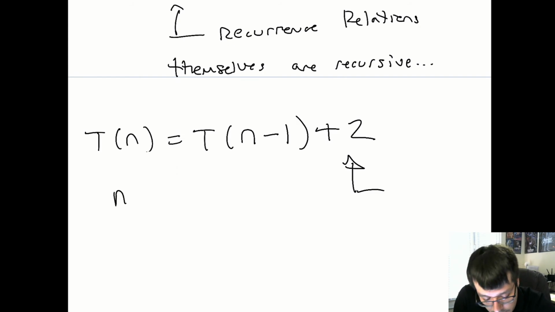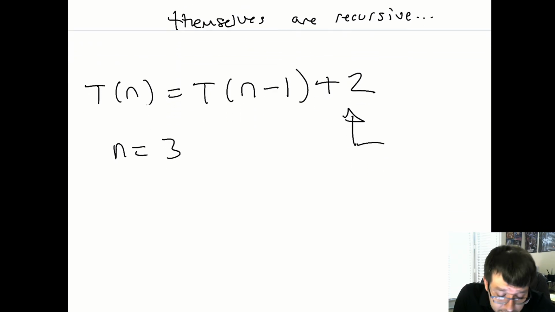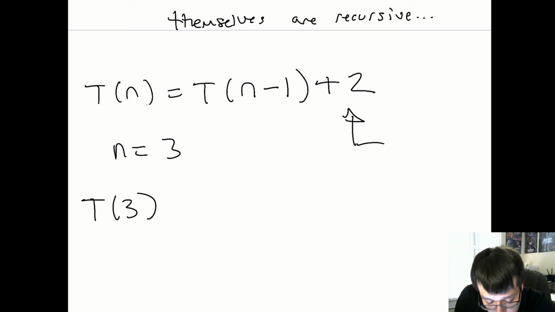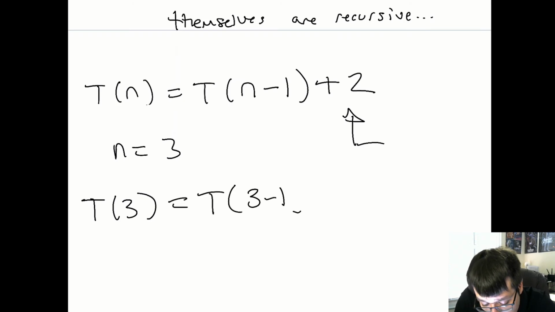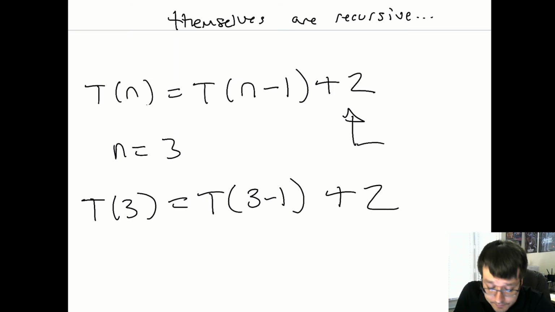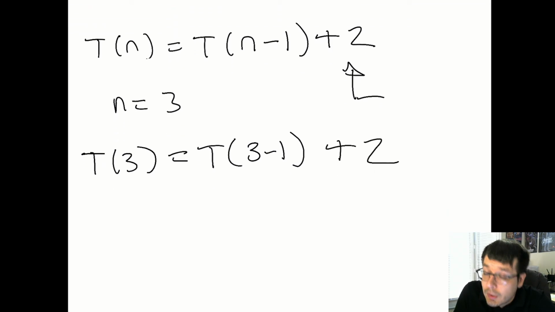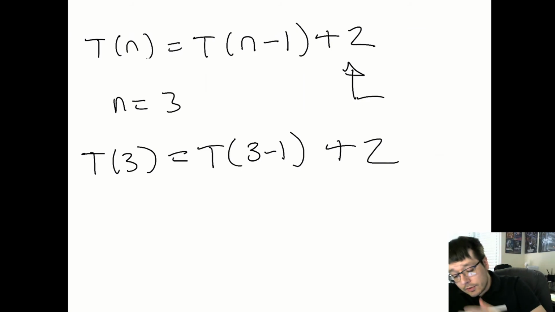Let's suppose that n was equal to 3. The way that you would plug this in manually is you would say, if I'm trying to figure out how long this is going to take to run, you start out by saying T(3), because n is equal to 3, is going to be equal to however long the 3-1 step takes plus 2. So what I'm telling you is, when n is equal to 3, how long does my program take to run? It's going to take the amount of time it takes to run a program with n equal to 2, plus 2 seconds.